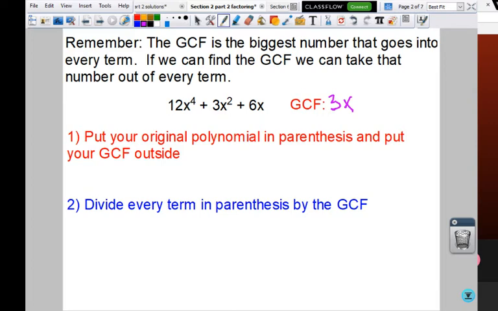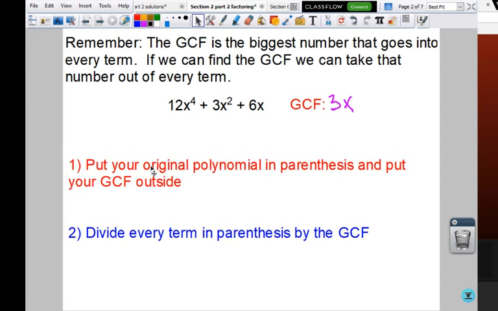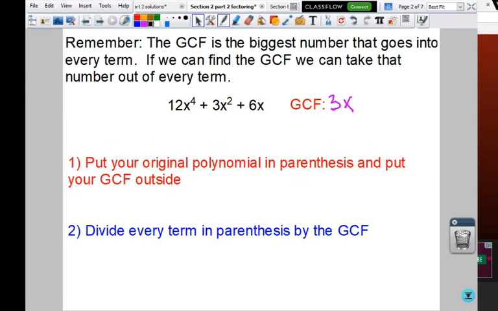Okay, what we're going to do is factor out our greatest common factor from this. There are basically 2 steps. Let me get a little bit more space here. So, to factor out the GCF, we have 2 things. We're going to put our original polynomial, remember this thing here is a polynomial where we add or subtract things together, in parentheses. And I'm going to put my GCF on the outside.